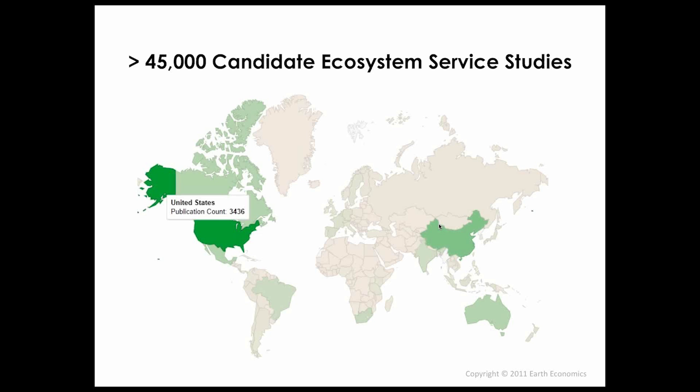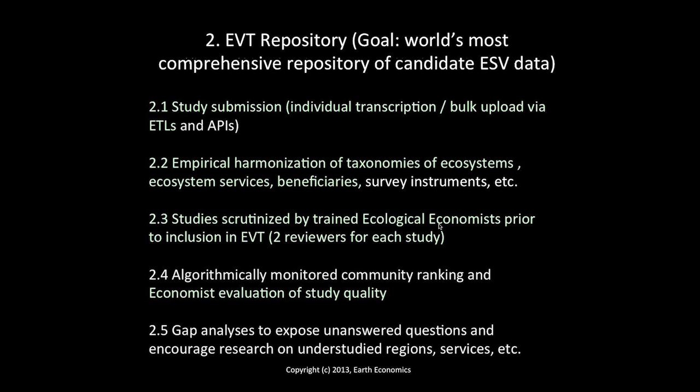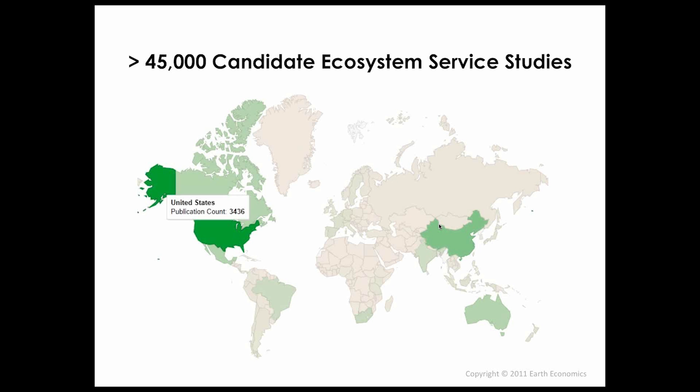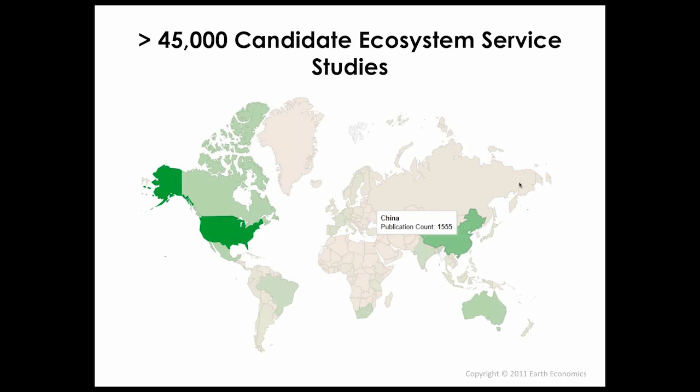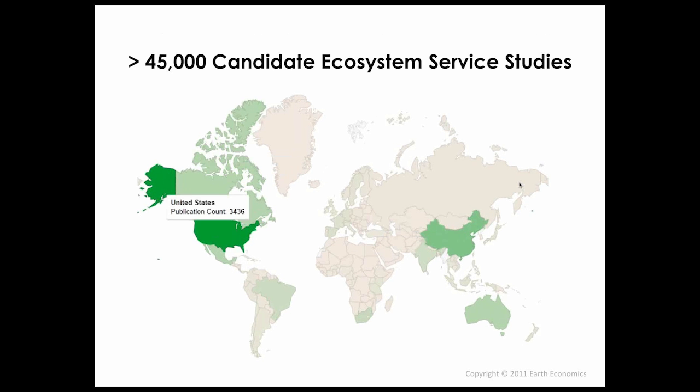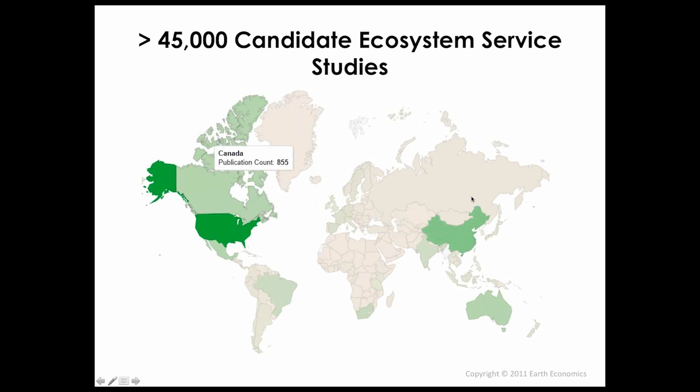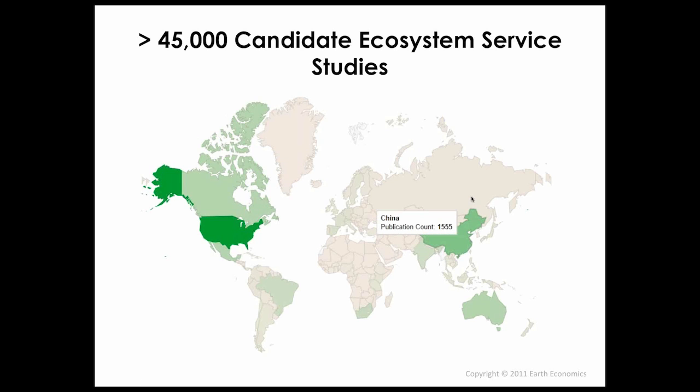Oh yeah, and returning to a question that was asked of Linwood earlier, we're also hoping that this repository will be used for all sorts of gap analyses and historical trend analysis of ecosystem service valuation practice. We currently have 45,000 candidate ecosystem service studies. Not all of them will necessarily have ecosystem service values in them, but you can see here that there's 3,400 from the US, 855 from Canada, 1,555 from China.